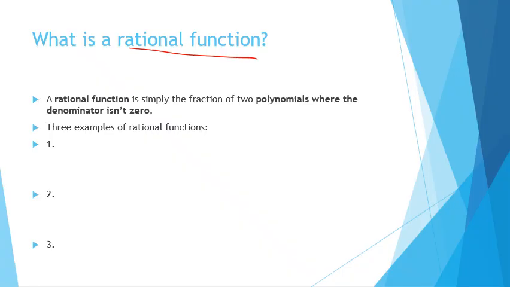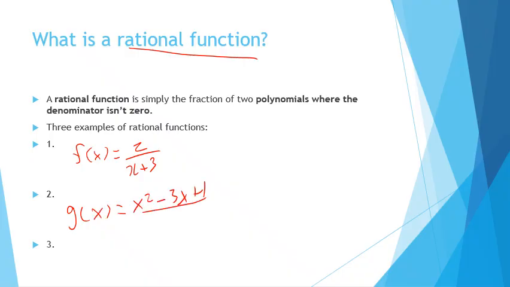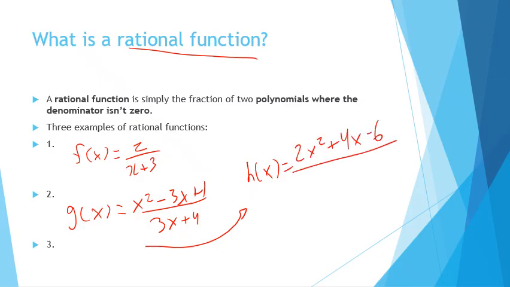So three examples of rational functions here. Could be anything. You could have f of x equals 2 over maybe x plus 3. Maybe you have a g of x, which equals x squared minus 3x plus 1 over maybe 3x plus 4. Maybe for example 3, you could have like an h of x, which equals 2x squared plus 4x minus 6 all over x cubed minus 7x plus 11, right? And so those are three different examples of just rational functions where they're all made up of two polynomials just piled on top of each other.